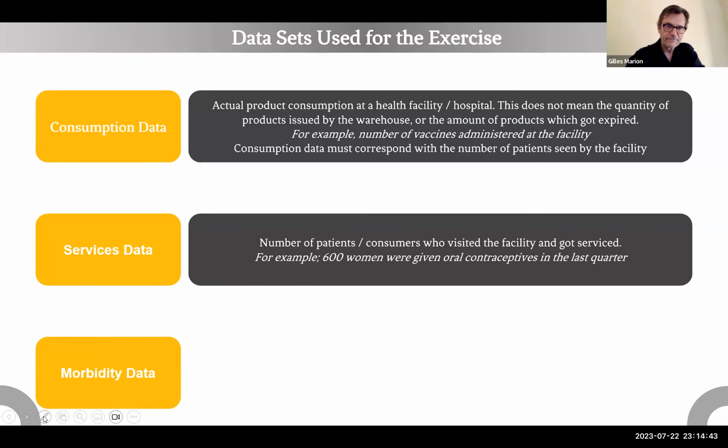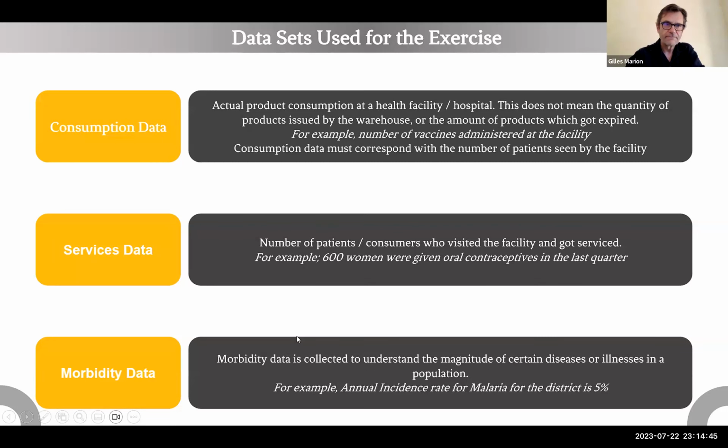About the consumption data, I think on the last statement, we will need to add something so that it defines it more specifically. Consumption data must correspond with the number of patients seen by the facility that uses that particular product in question. Because if the health facility sees patients that do not use that particular product, the number of patients seen cannot be used to forecast for that particular commodity. That's just my addition. Thank you.